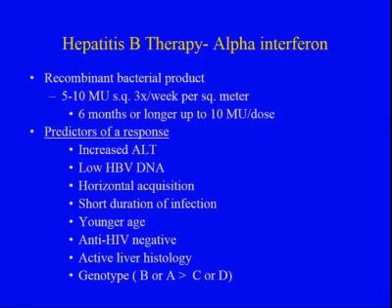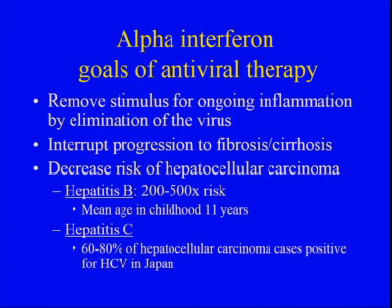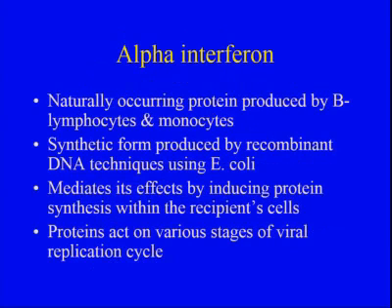People who do better with this therapy are people who are already mounting an immune response, as manifested by an increase in your liver function tests, low HBV DNA, having acquired the infection horizontally, being anti-HIV negative, and active liver serology for that. And this gives you an idea why we perform antiviral therapy. The main reason is to prevent that sequence from fibrosis to cirrhosis to cancer.